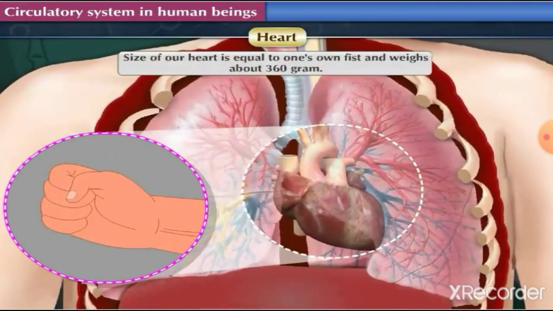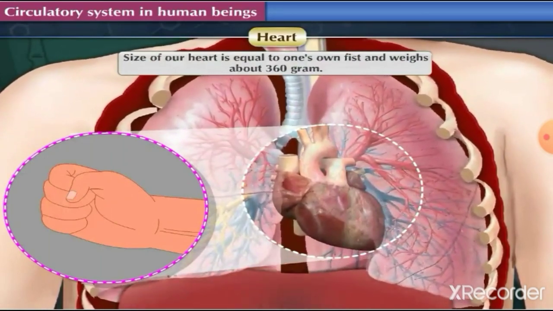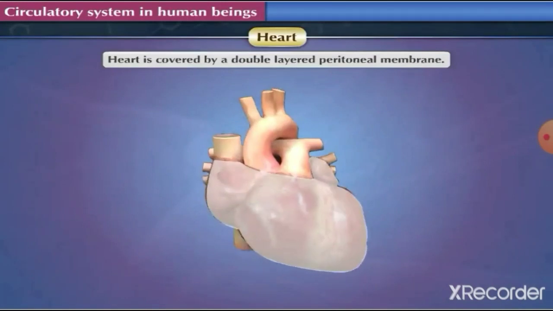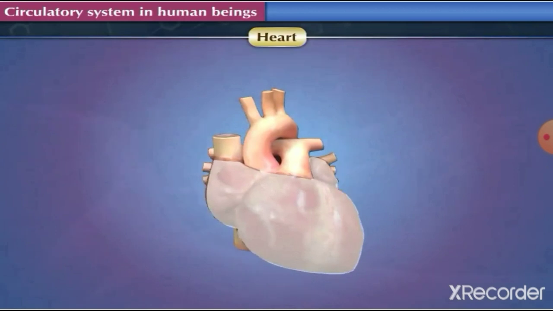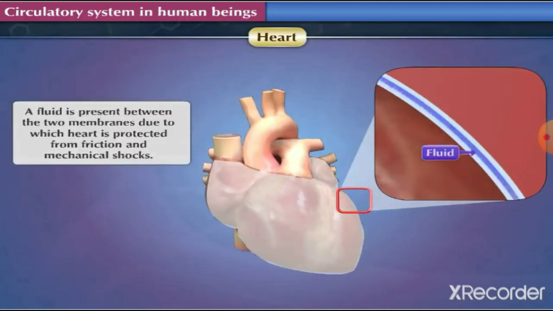Size of our heart is equal to one's own fist and weighs about 360 grams. It is covered by a double-layered peritoneal membrane. A fluid is present between the two membranes, due to which heart is protected from friction and mechanical shocks.